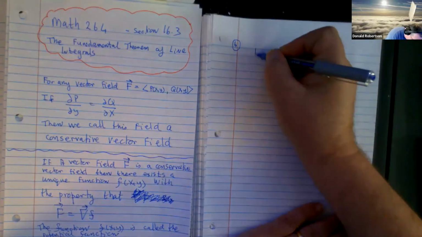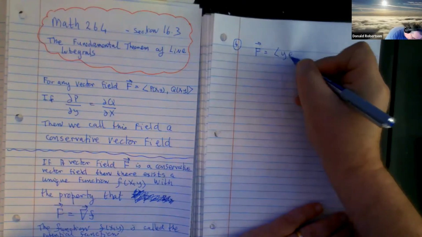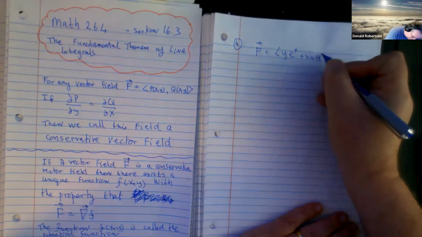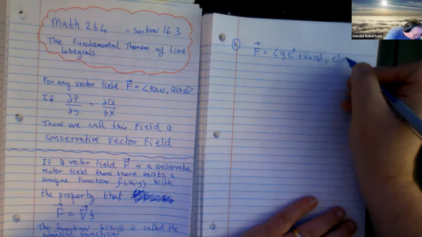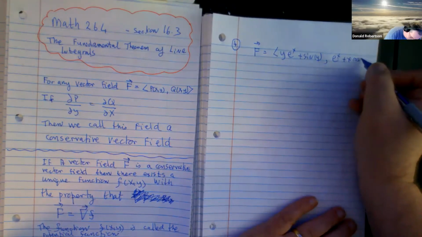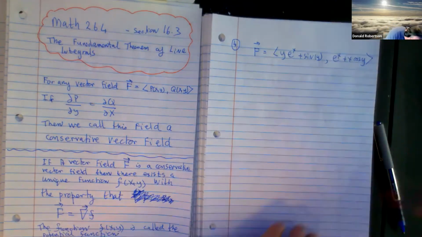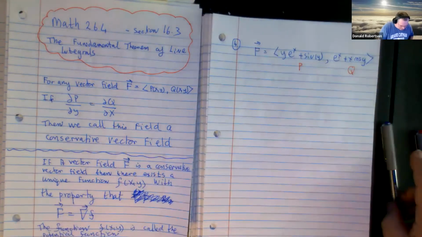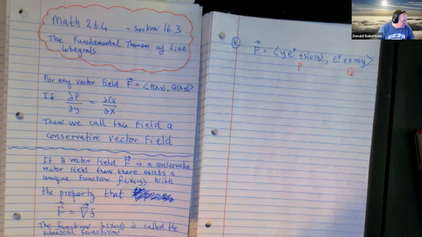This vector field is y e to the x plus a sine of y, and then it's an e to the x plus an x cosine of y. And this is the p, and this is the q. And just to save time, can I tell you it is a conservative field, right? Just trust me, it works.